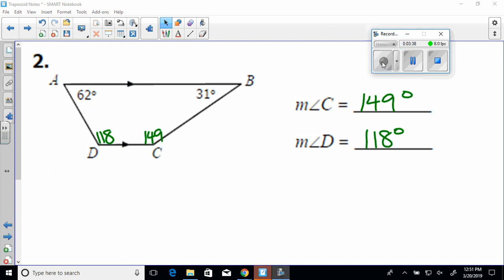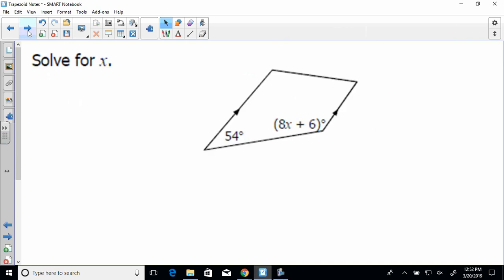All right, so for the second example, angle D is consecutive angle with angle A, so they have to add up to 180, and then angle C is consecutive with angle B, and they have to add up to 180. So let's look at our next example.